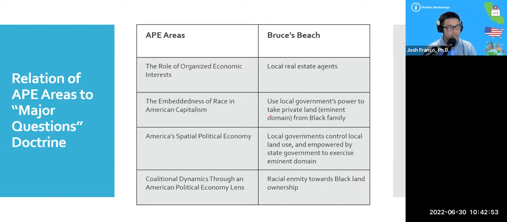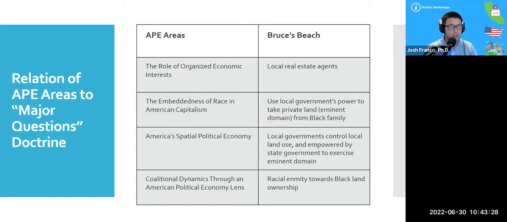Next, the embeddedness of race in American capitalism. So as it relates to Bruce's Beach, by using local government's power to take private land, eminent domain, what we're seeing here is that the system, this general idea that there are market forces and this interaction with the government, which is one of the core tenets of American political economy, we see it operationalized, not at the national level, as we've talked maybe last week, or might kind of go to when we're thinking about American political economy, but we're operationalizing the embeddedness of race in the system, in this case, in the local context.